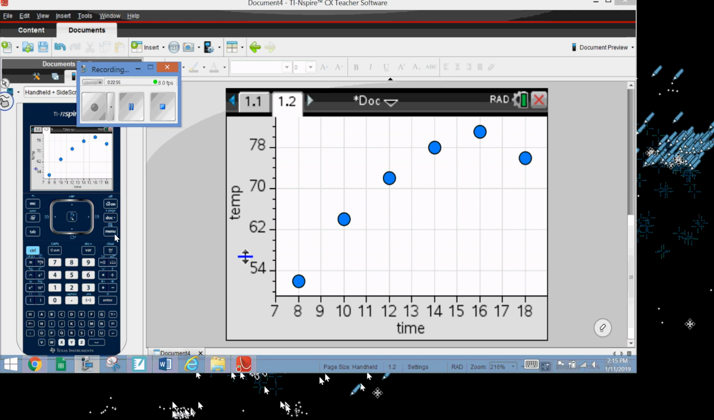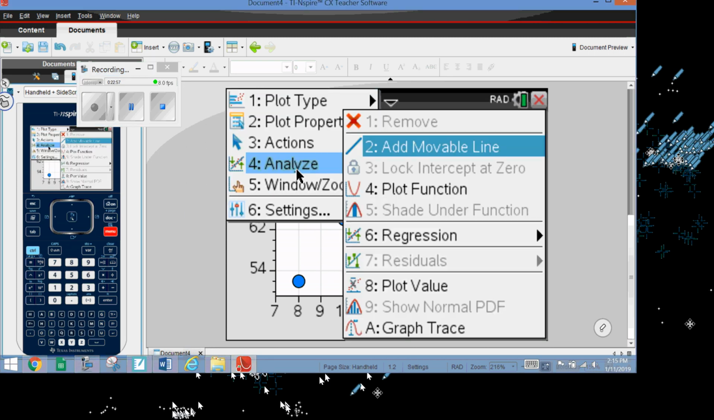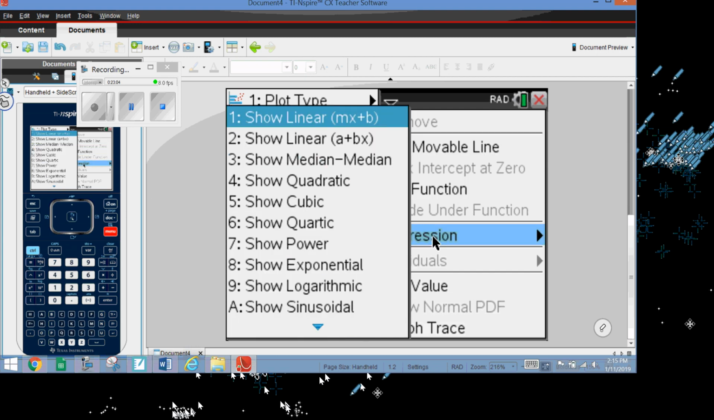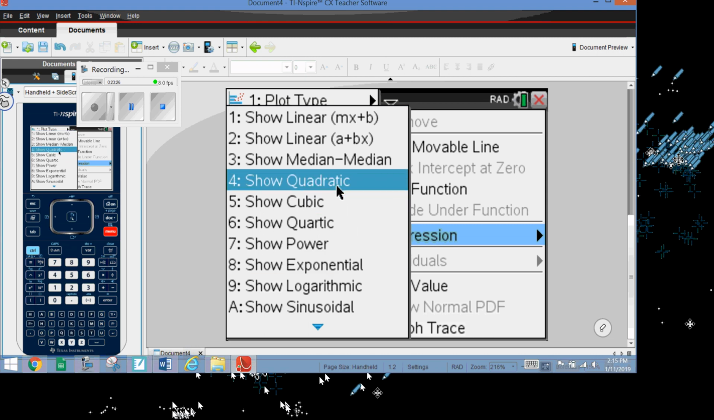For that, you need to click Menu, Analyze, Regression, and then guess which one? Linear? Quadratic, right? That's what we're doing. We're doing quadratic functions. Just click 4. Yes.